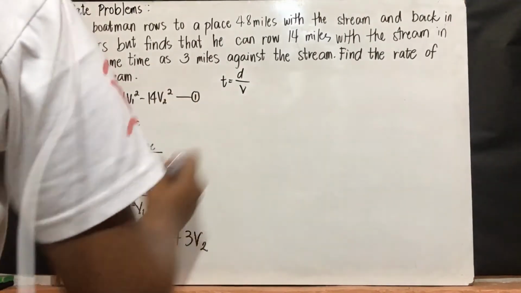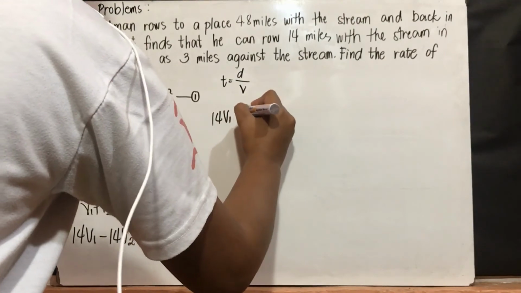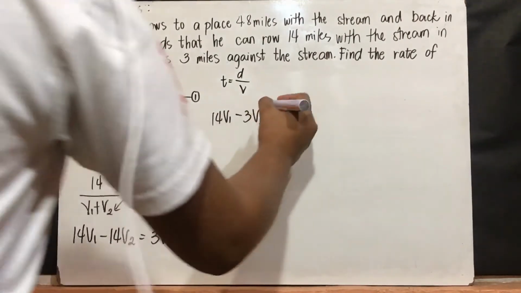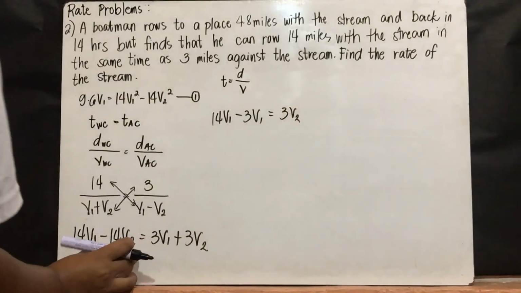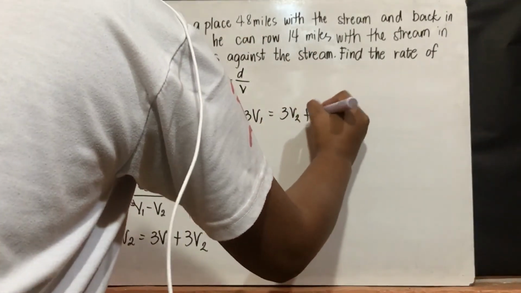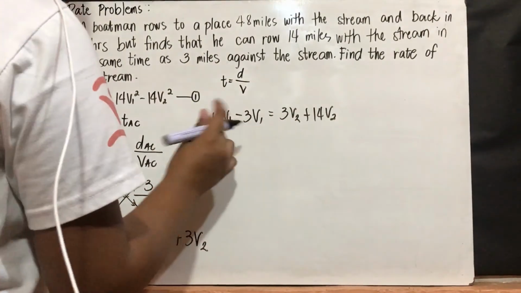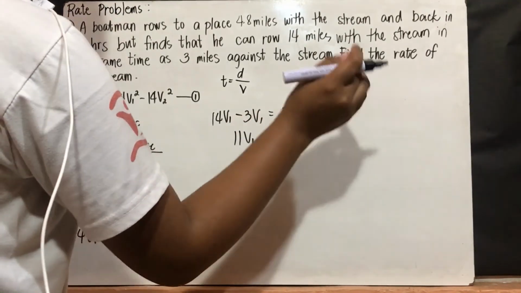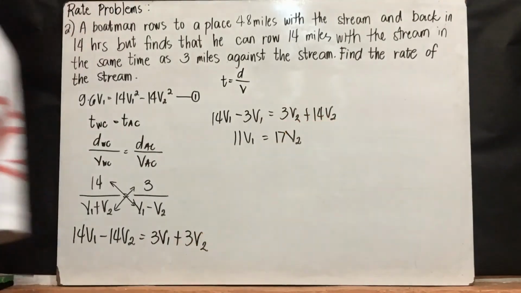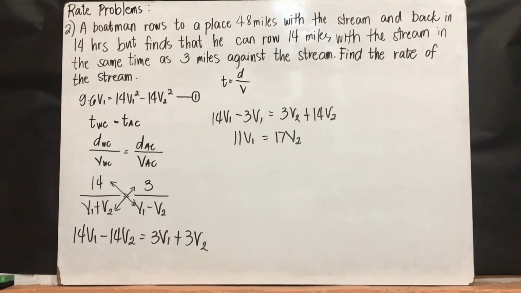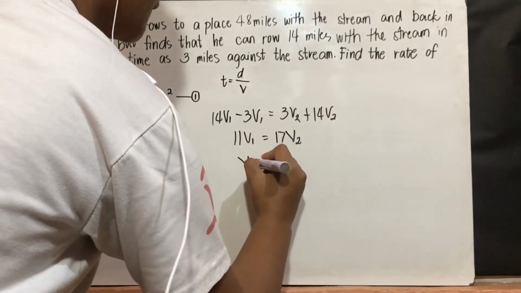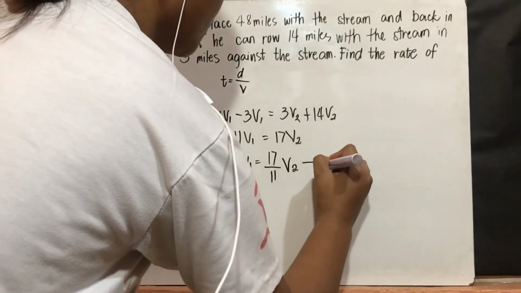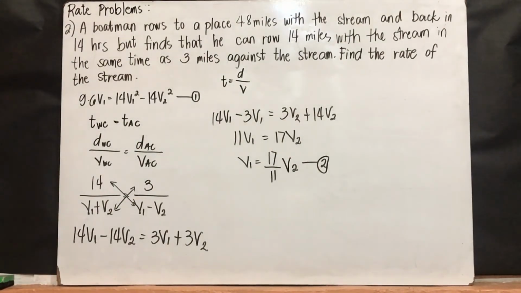And then, mag-simplify na tayo. We have 14 V1 minus 3 V1. Transpose natin si positive 3 V1 to the right, to the left side. And then, equal to 3 V2. And then, transpose natin si negative 14 V2 to the right side. That will be equal to positive 14 V2. And then, 14 V1 minus 3 V1 is equal to 11 V1, and then 3 V2 plus 14 V2 is equal to 17 V2. Now, from there, gagawa ulit tayo ng equation of V1 in terms of V2. So, that will be equal to 17 over 11 V2. So, this will serve as your equation number 2.